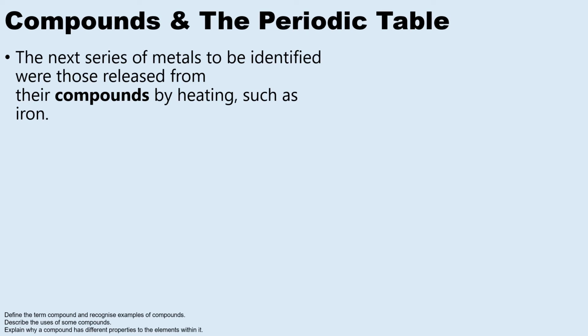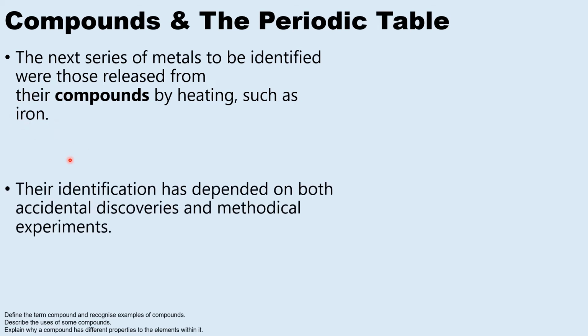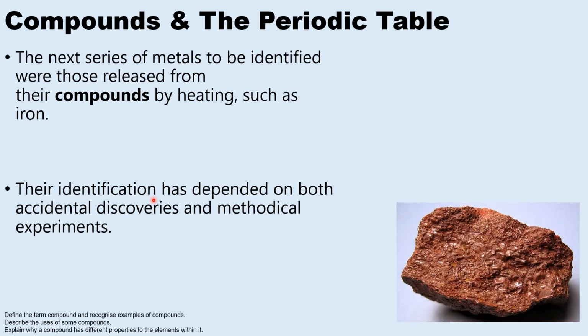So iron is found in an iron ore, which is a rock, and by heating it, they could get the iron and isolate it. So the identification has depended on both accidental discoveries as well as proper experiments.